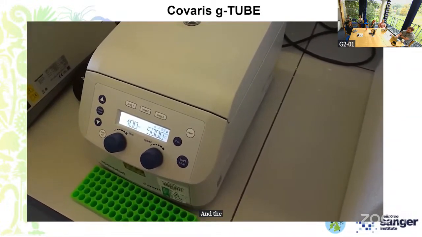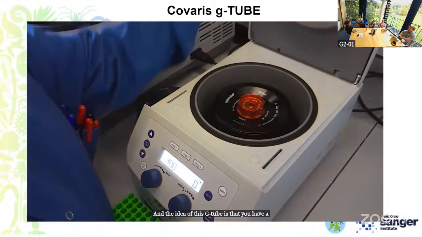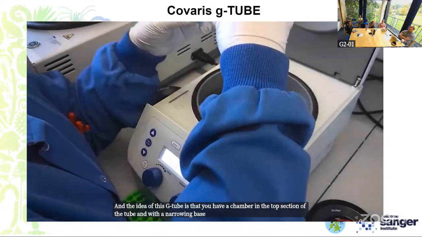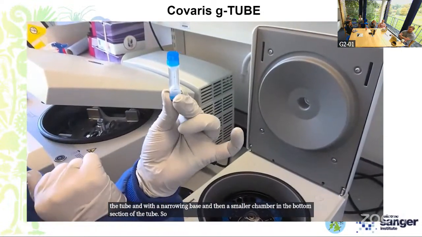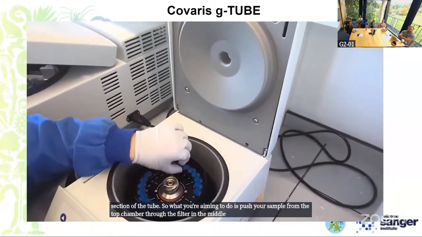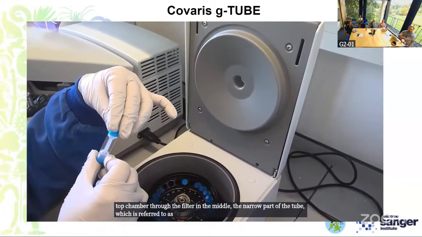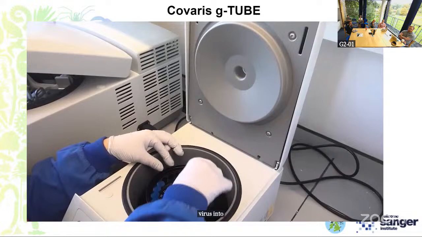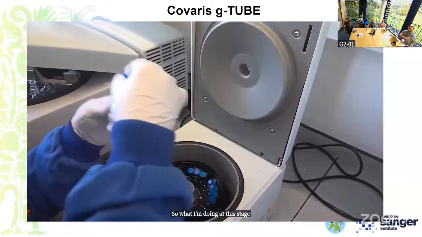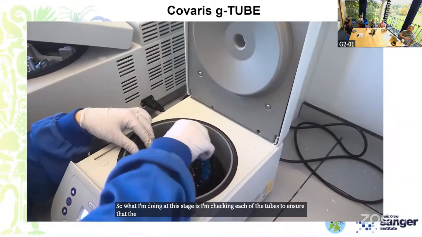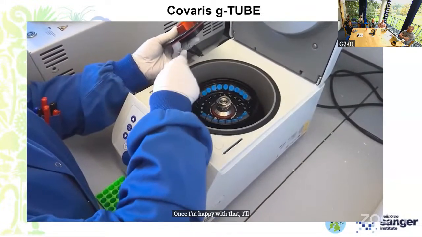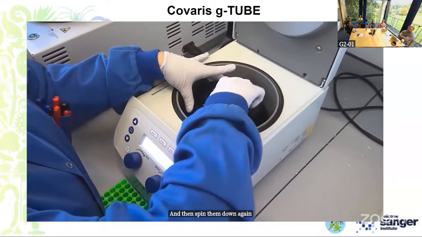The idea of this G-tube is that you have a chamber in the top section of the tube with a narrowing base, and then a smaller chamber in the bottom section. What you're aiming to do is push your sample from the top chamber through the filter in the middle, the narrow part of the tube, which is referred to as a ruby by Covaris, into the smaller section, and that's when the fragmentation of your DNA takes place. At this stage I'm checking each of the tubes to ensure that the DNA volume has moved through that chamber and is now in the lower part of the tube. Once I'm happy with that, I'll flip them over and spin them down again at the same speed.